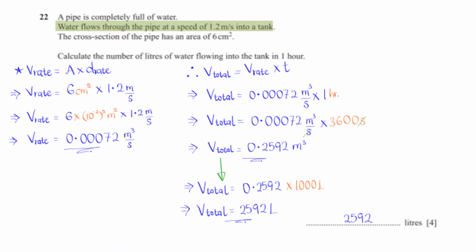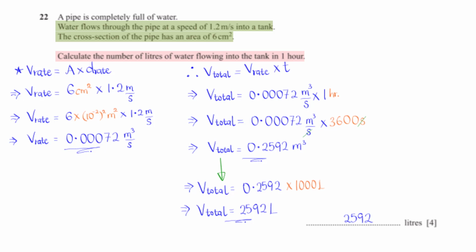A pipe is completely full of water. Water flows through the pipe at a speed of 1.2 meters per second into a tank. The cross-section of the pipe has an area of 6 centimeters squared. Calculate the number of liters of water flowing into the tank in 1 hour.